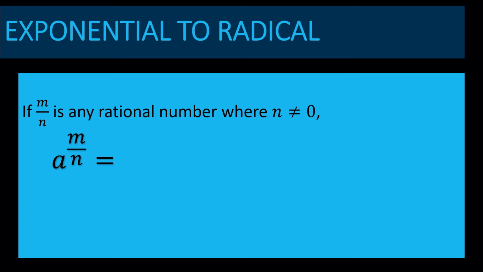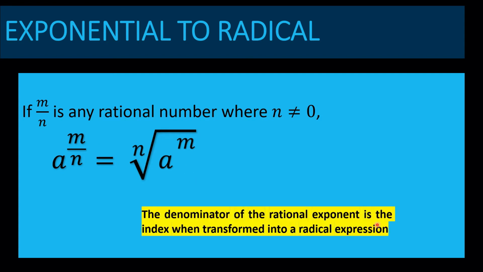This is how we are going to transform exponential to radical. You watch closely what will happen. Okay, that's it. So observe that the denominator of the rational exponent becomes the index, while the remaining a raised to the power of m becomes the radicand. The denominator of the rational exponent is the index when transformed into a radical expression, and that's very easy to follow. So for you to clearly understand what I presented earlier, let's have an example.